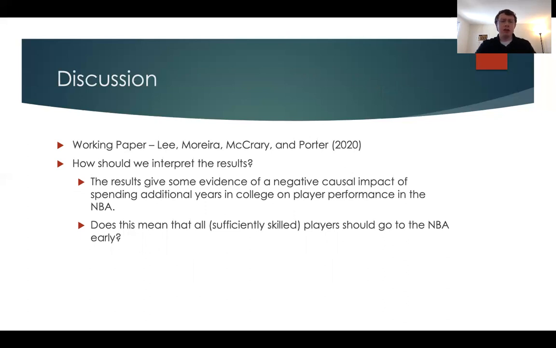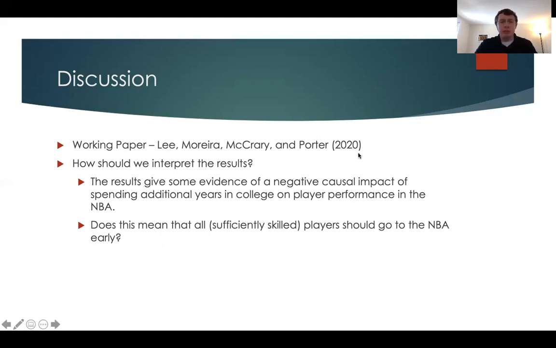How should we think about these results? I do want to highlight the findings of a recent working paper by Lee, Moira, McCrae, and Porter. This working paper called into question our test statistics and our rule of thumb of an F statistic over 10 when using instrumental variables. And this paper suggests that we should use a higher threshold for the F statistic, or higher thresholds for our test statistics in the second stage.